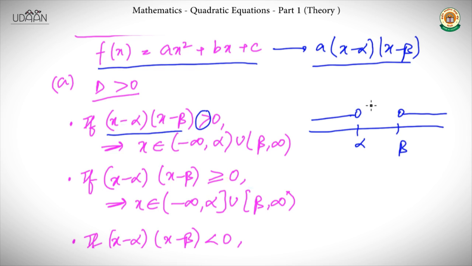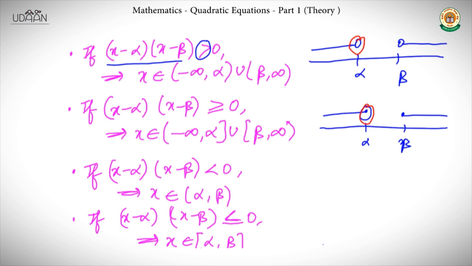In this case, x will belong from minus infinity to alpha union beta to infinity, where alpha and beta have closed brackets. That is, our x could also take the values alpha and beta in this case, and since it can take the values, we represent it by the closed dot, and in the earlier case we represented it by the open circle. Third case being when (x minus alpha) into (x minus beta) is less than 0.